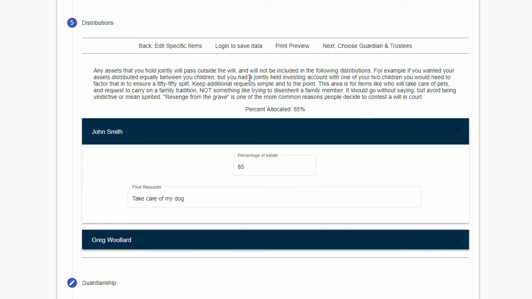It's also important to remember that jointly held assets are going to pass to the other individual listed on that, and it's going to bypass the estate. So that might affect your decisions.